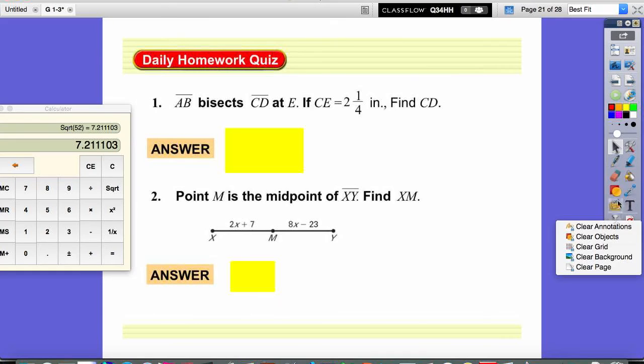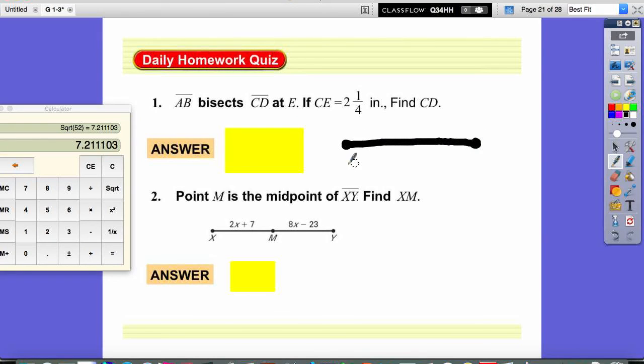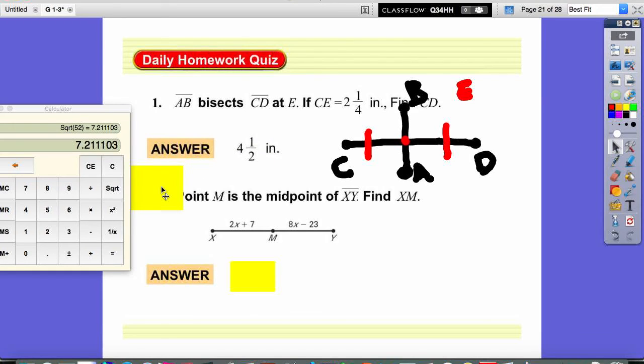And now it's time, we've done all the types of problems for our daily homework quiz. So AB bisects CD. I'm going to make this C, I'm going to make this D. This is line segment AB. It bisects at E. So C to E is congruent to E to D. So if C to E equals 2 1/4, that's 2 1/4 here, plus 2 1/4 here, makes 4.5, or 4 1/2.